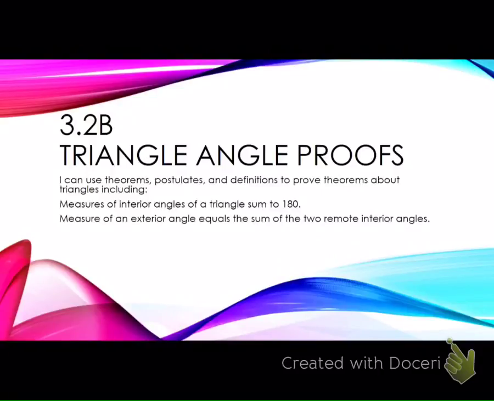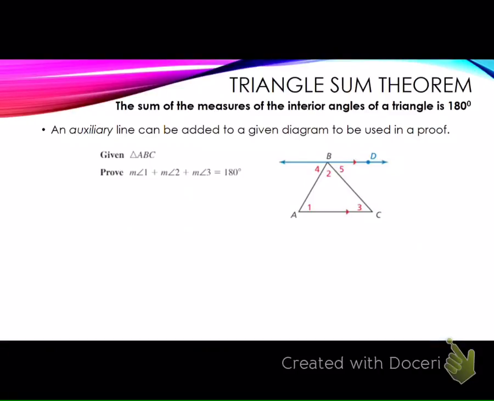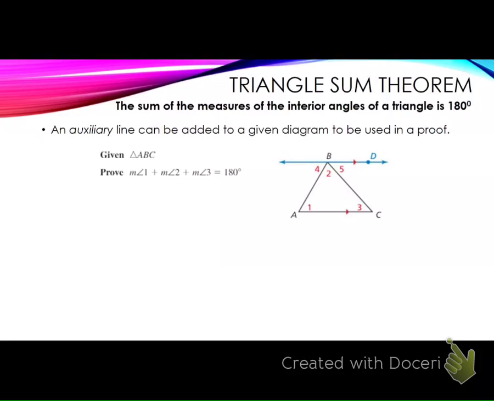All right, so triangle angle proof. Let's get started. We're going to prove the triangle sum theorem: the sum of the measures of the interior angles of a triangle is 180 degrees. That is what we're going to prove.